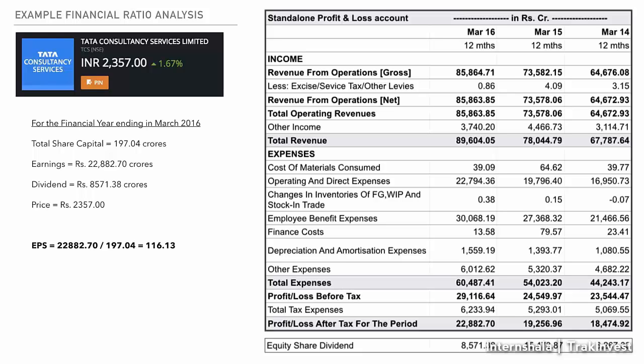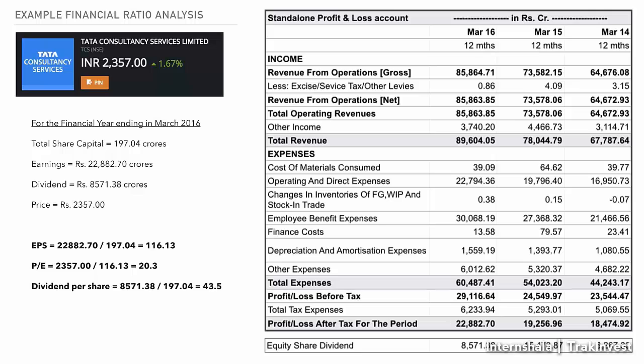Then you have the dividend per share. Dividend per share will be required as an input for a dividend yield. But let's look at how that's calculated. Dividend per share is nothing but the dividend value that you took from the P&L statement on the left and divide that by the total share capital at 197 crores. You'll get the dividend per share is 43.5.